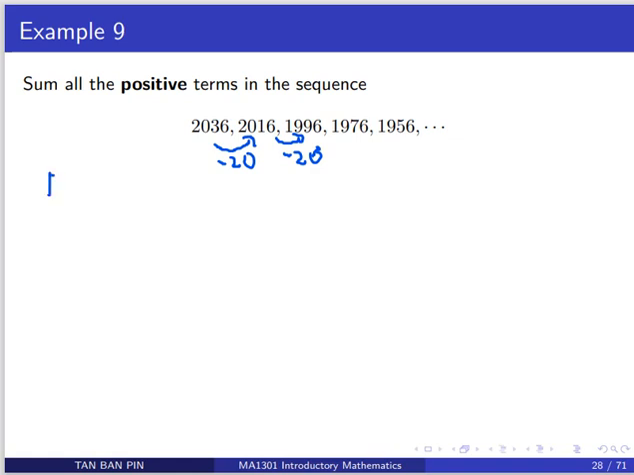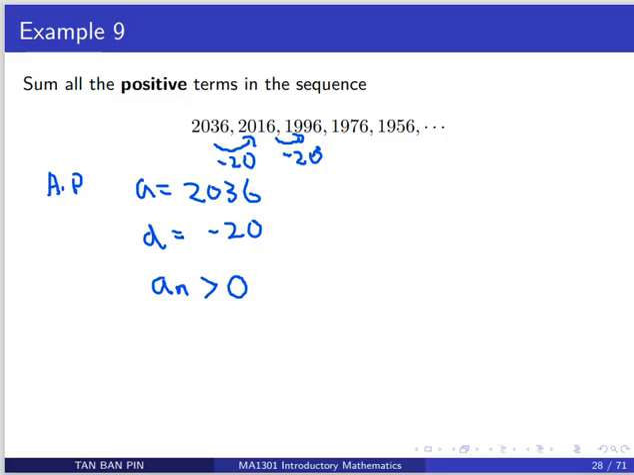So that means the given sequence is an AP with first term 2036, and the common difference is minus 20. And we want to find the sum of all the positive terms in the sequence. Since the sequence is decreasing, we must find out all the positive terms. So we should consider when a_n is positive to find out the last positive term of the sequence.